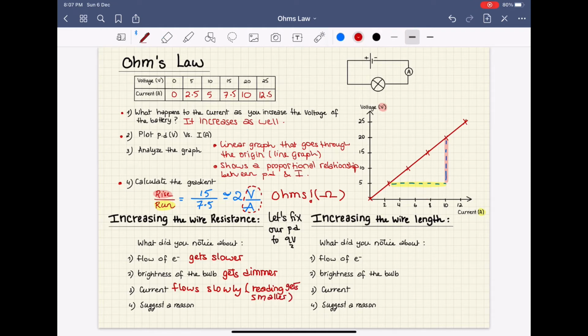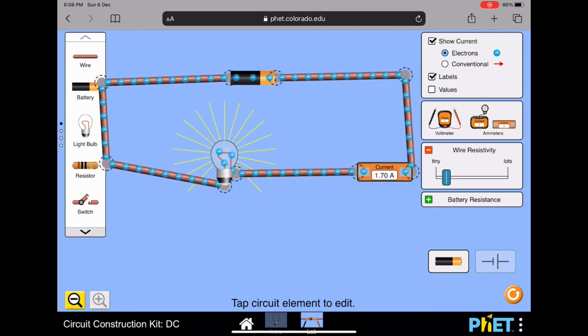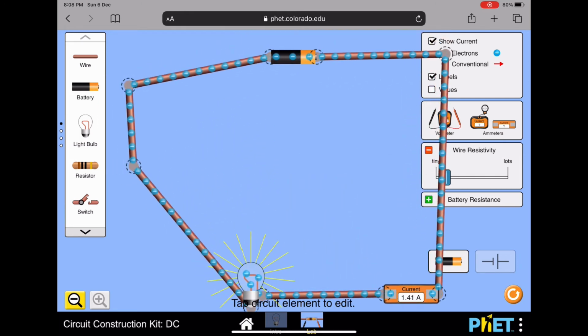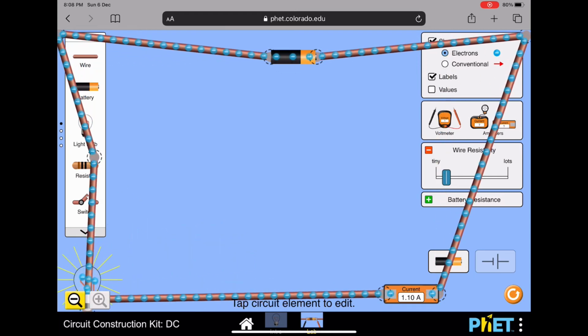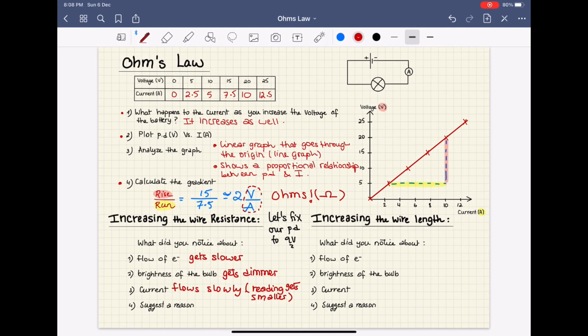What if we increase the wire length? So start dragging your circuit, increasing the wire length, extend it as much as you can. And you can see how the current reading is getting smaller and smaller. So the flow of electrons will also get slower, the bulb gets dim, and the current reading gets smaller, so it decreases.